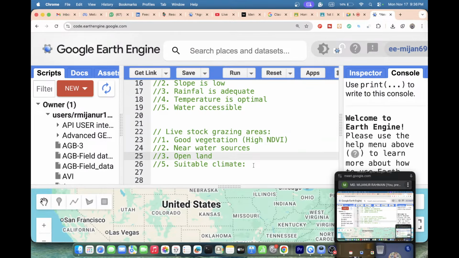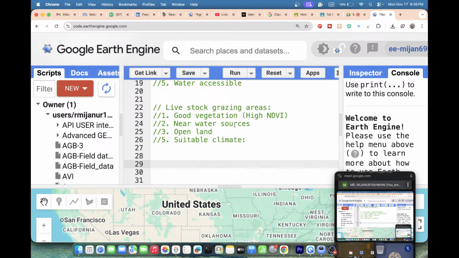If you want, you can also add other factors which are important. This time I simply added some important factors, but if you want, you can add more. There is no limitation. Further, suppose I want to identify suitability for urban planning. For urban planning, you can simply write urban planning.